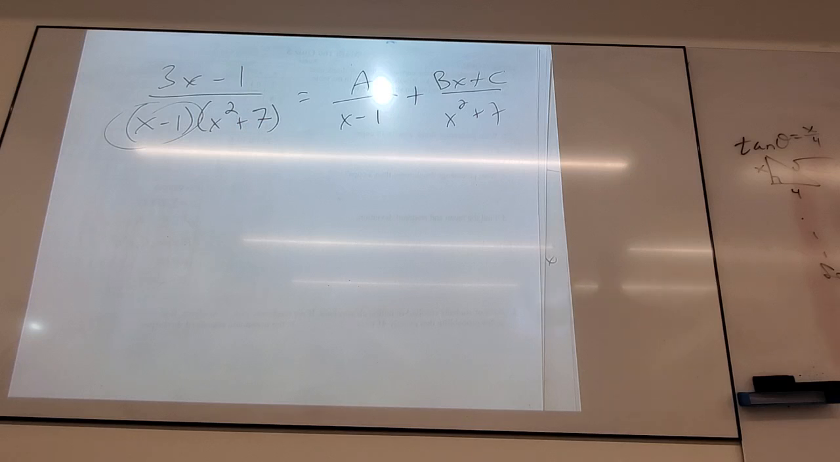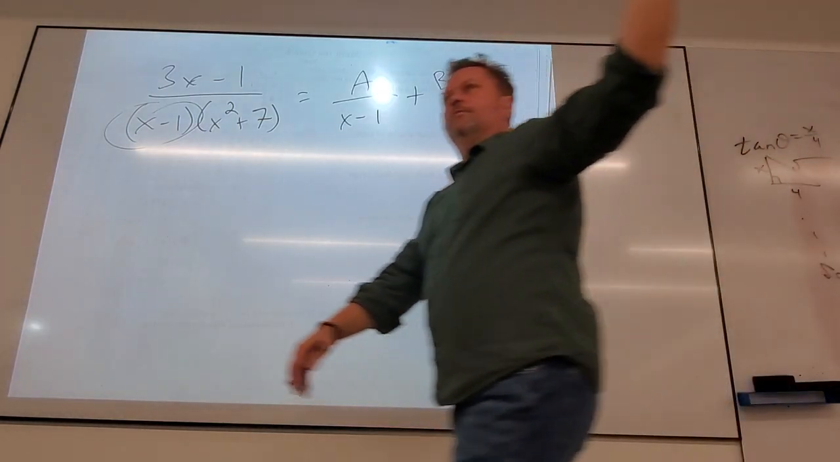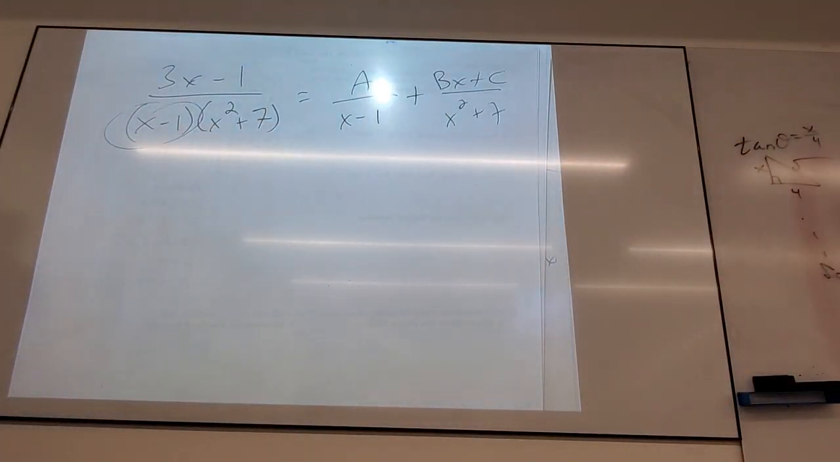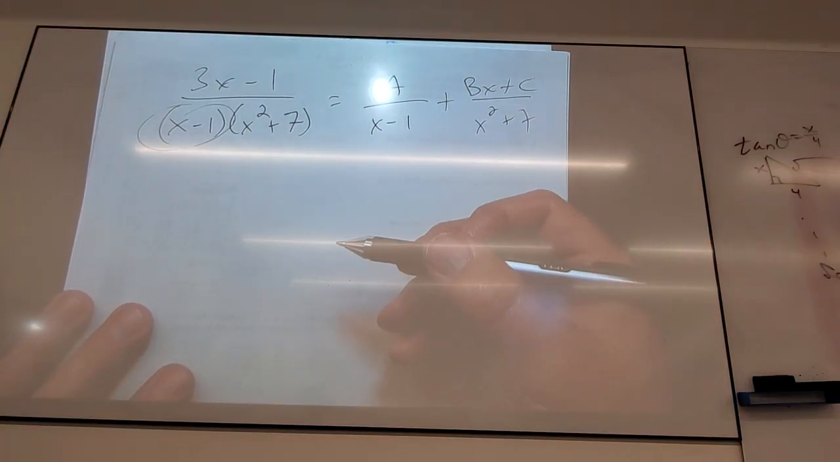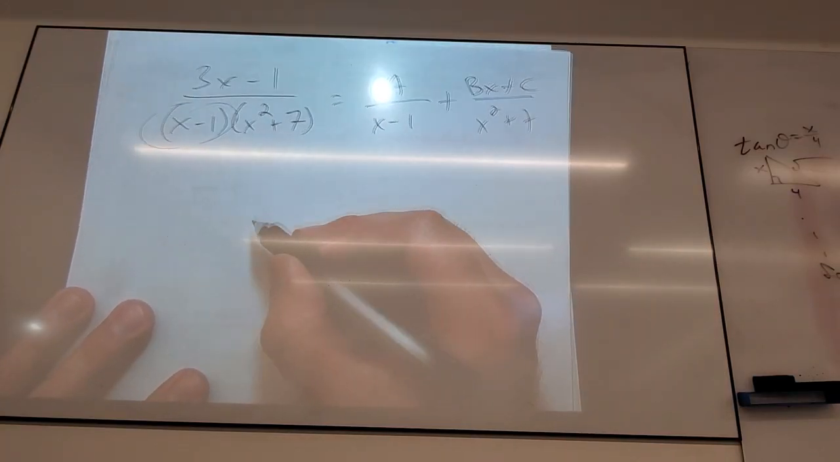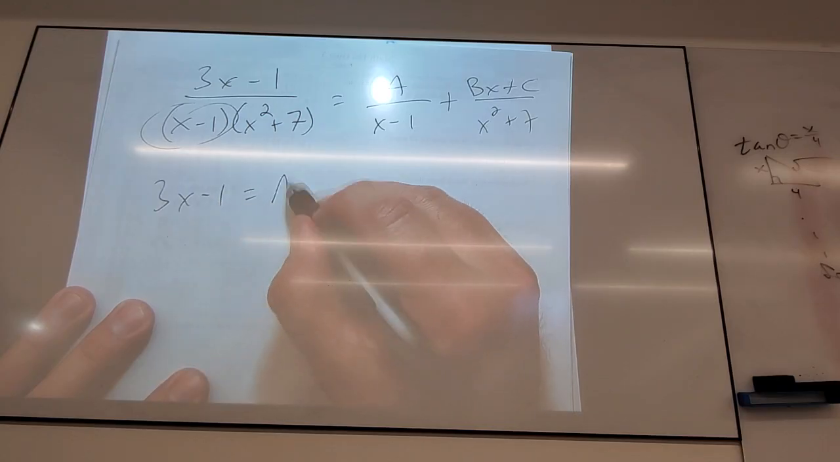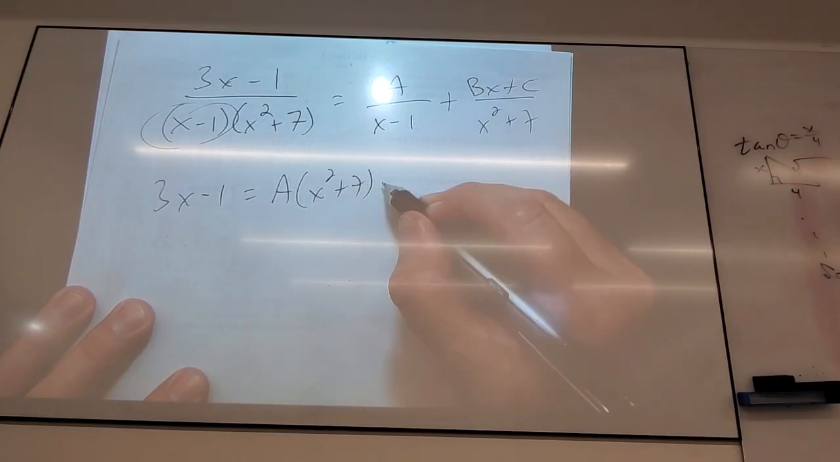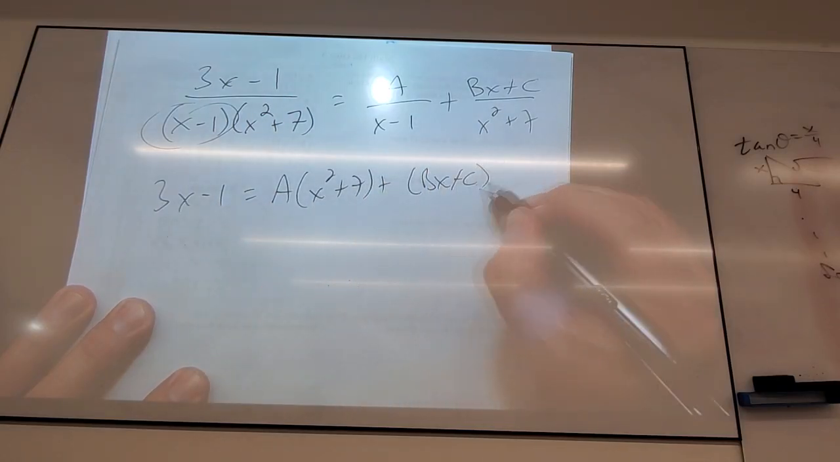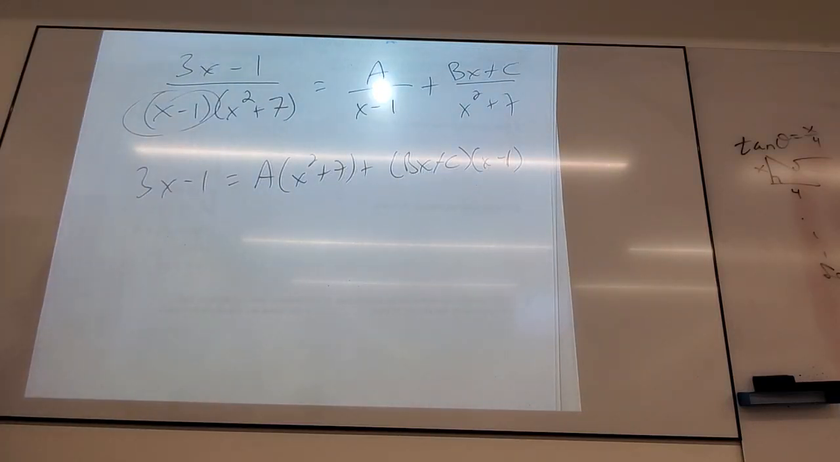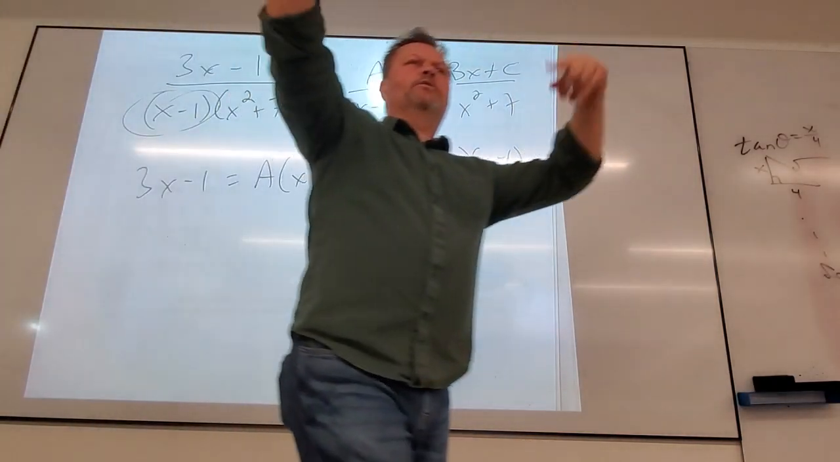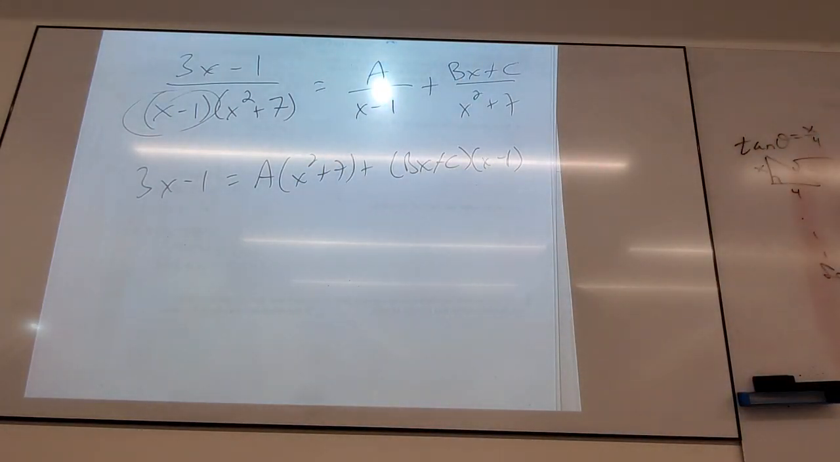That's basically everything that can happen in partial fractions. So then I would do all the same business, yes? What would I do next? Kill the fractions. So A would pick up x squared plus 7, and the bx plus c would pick up an x minus 1. So very rarely can you use the x equals a number trick all the way down.